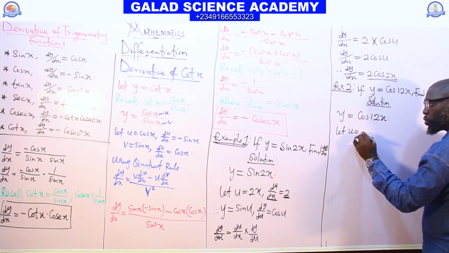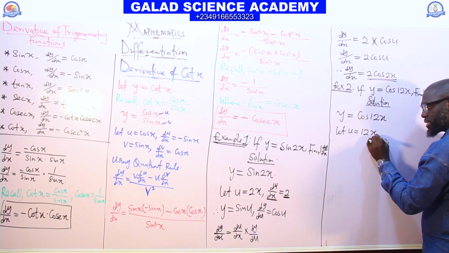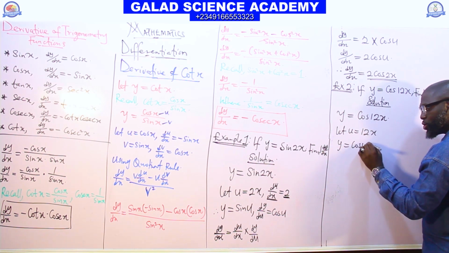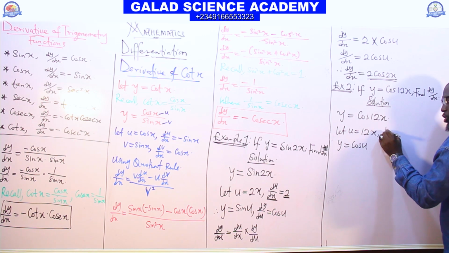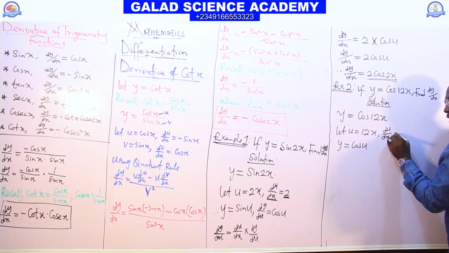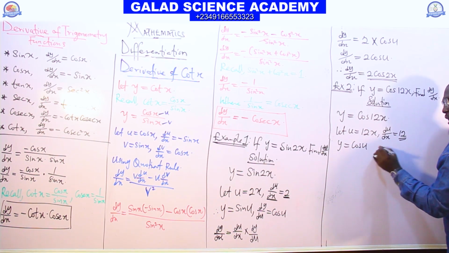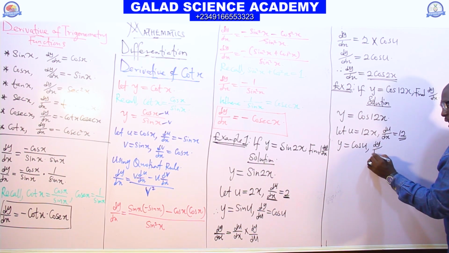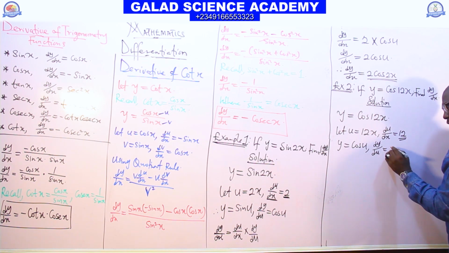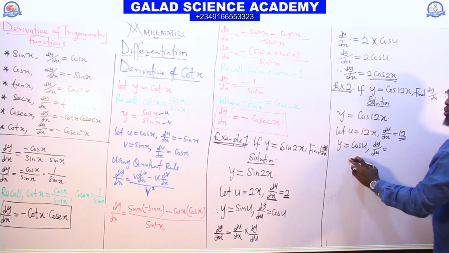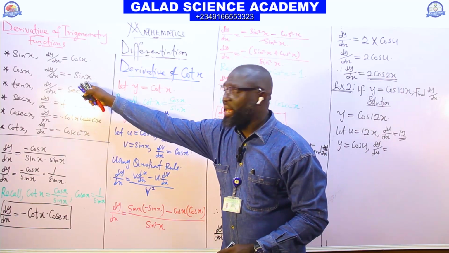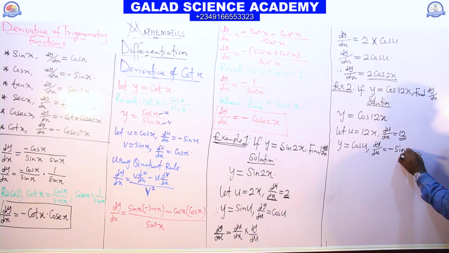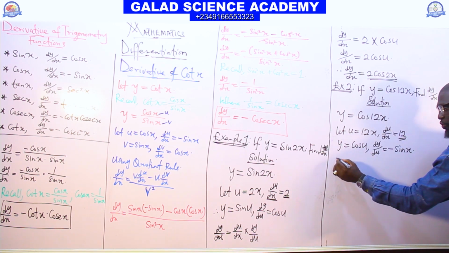Let u equal to 12x. So y will now be cos u. Differentiate u, du/dx will give us 12. Differentiate y, dy/du will give us, the derivative of cos is minus sine. So we have minus sine u. Then use function of a function.